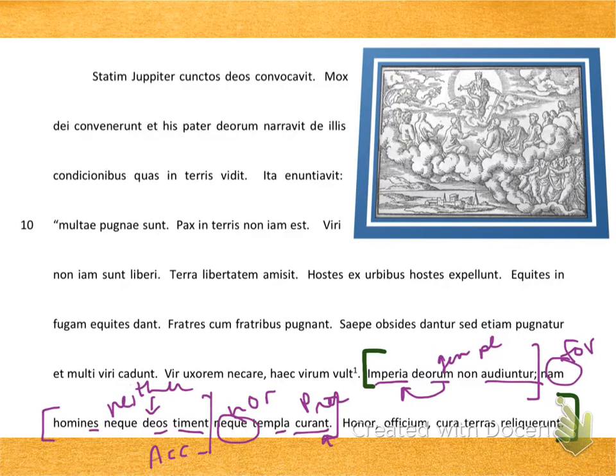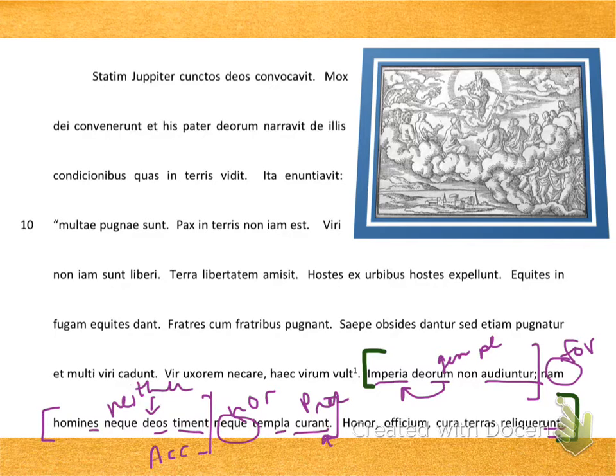The final sentence on this page is honor officium cura terras reliquerunt. My goodness, one, two, three, four nouns all in a row. What are we ever going to do with them? Let's use our verb as a clue. Do you notice the NT? It means that it has to be plural, which means I could have a nominative plural subject, or I could have multiple nouns as subjects.